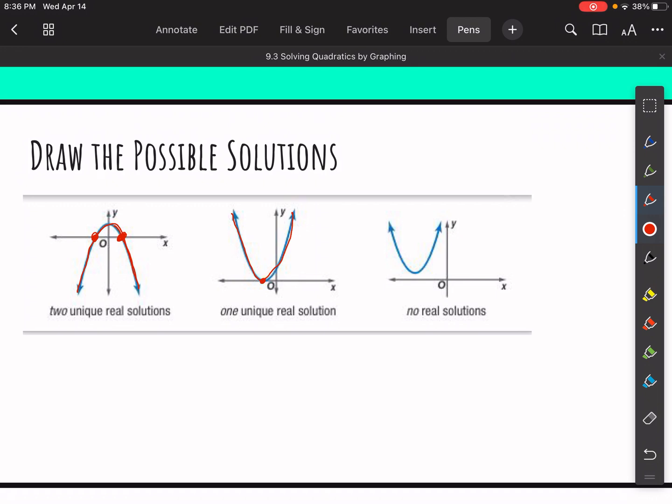going back a couple of lessons from the last chapter. And then we have the possibility of it never touching the x-axis, and in that case we have no real solutions. There's actually a solution in the imaginary number system, which we will get into in Algebra 2 in a couple of years.